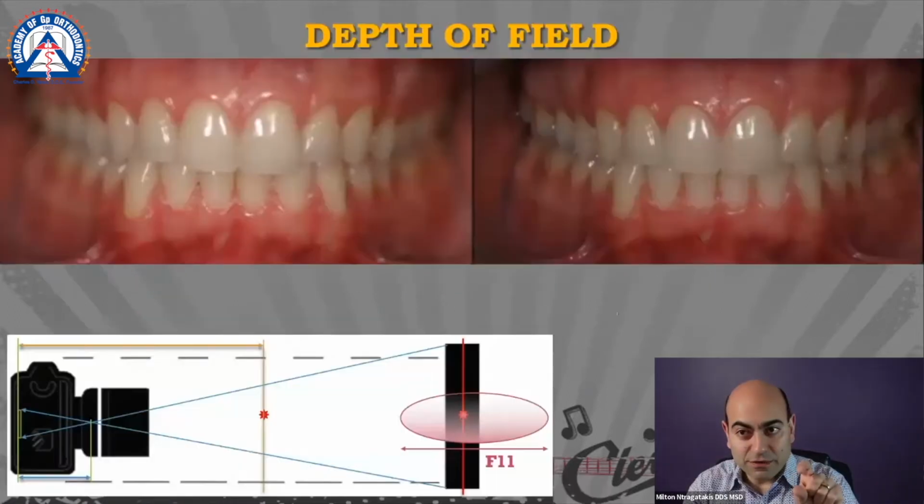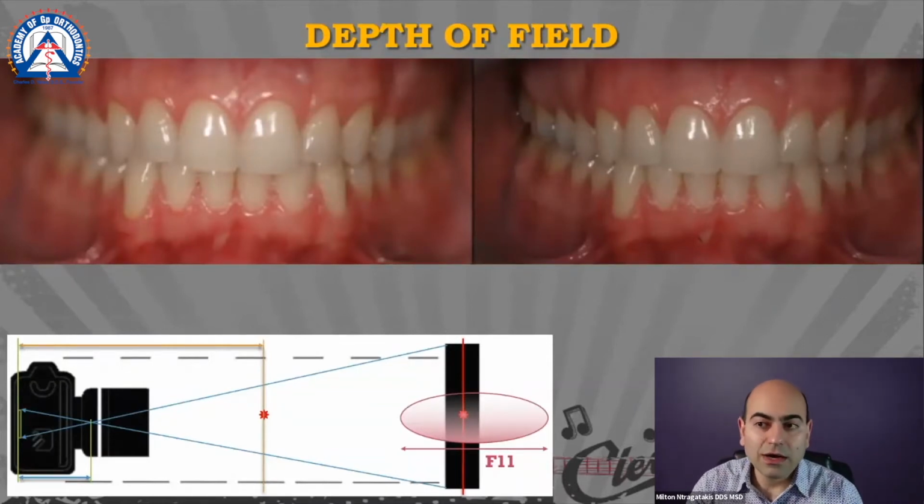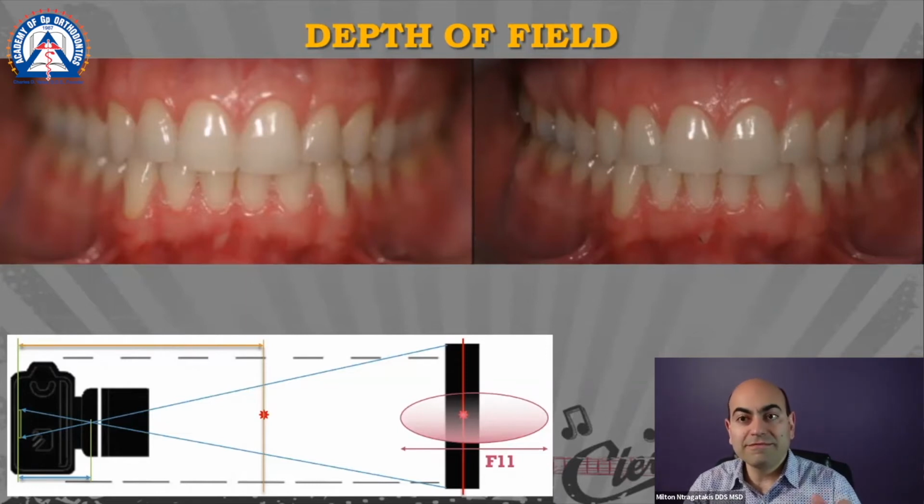Let's talk about depth of field, because that was the problem with the picture I showed you early on. Remember, on the left, we had the incisors in focus, but the molars were not. I've done everything right, and I'm thinking my light is right, my retraction is right, my composition is right. What is wrong? I can't see the molars. Your depth of field was off.